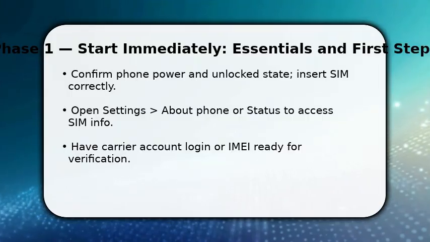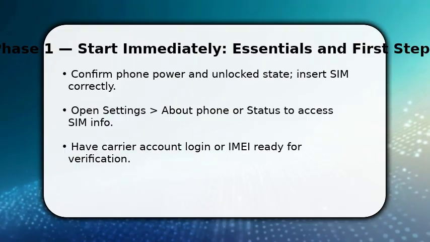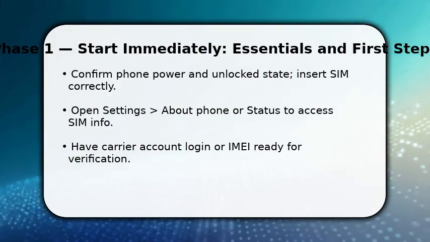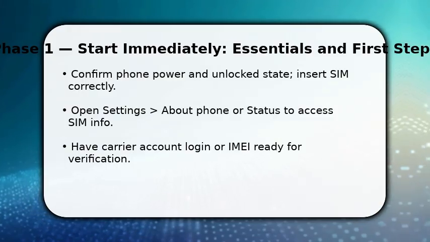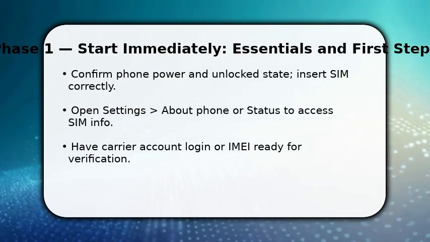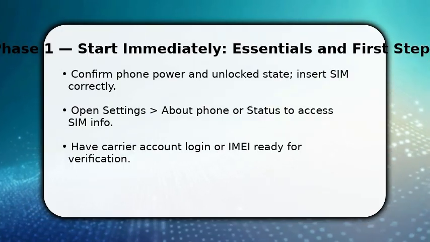You begin by making sure the phone is powered and the SIM is seated correctly. This prevents read errors. Once done, open Settings and head to About Phone or Network/Status. Those menus expose the SIM serial and number.